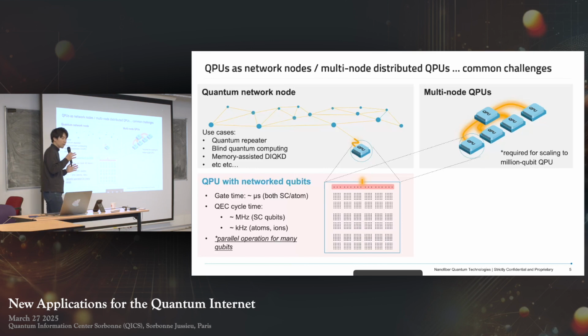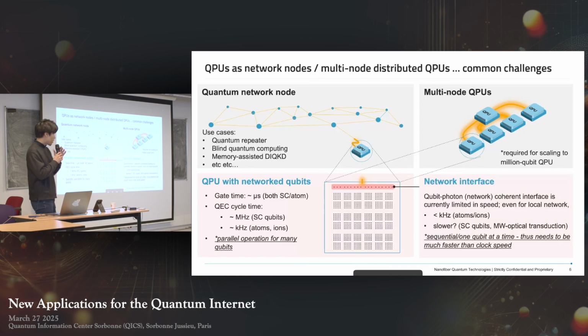Modules are either in a cryogenic environment or in a vacuum chamber, so you need to integrate quite well with these systems. To give you a context of the speed, the gate time is mostly microsecond for superconducting and atomic qubits. And QEC cycle time is megahertz or kilohertz for atoms and superconducting qubits. One thing to note is these are parallel for all the qubits you have. So if you scale up your QPU, you have to manage your system so that you can operate everything at once. That's a necessity for your FTQC.